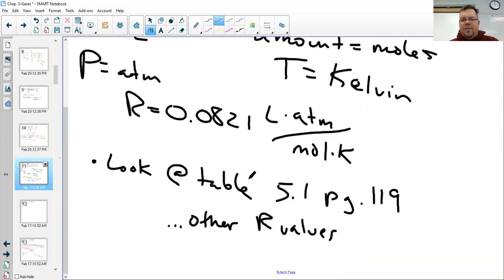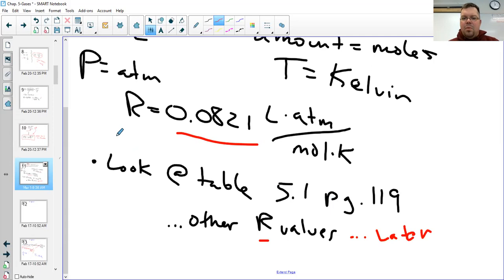In your book, if you look at the table on page 119, Table 5.1, there are some other R values that are used for the ideal gas law constant, and we'll talk about those later on. For now, we're only using this form of the gas constant in solving and using the Puvnert equation. All right, so again, you guys can access your textbook as a point of reference for some of these problems.